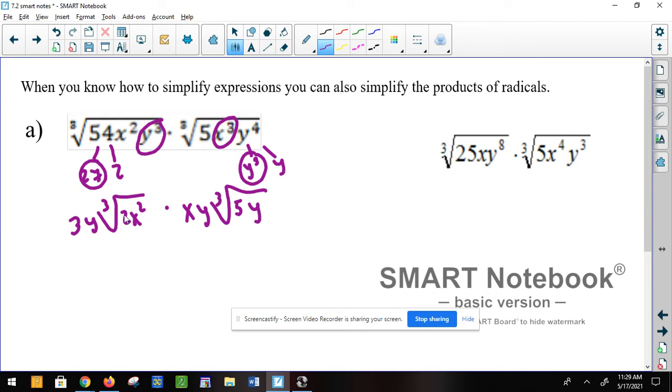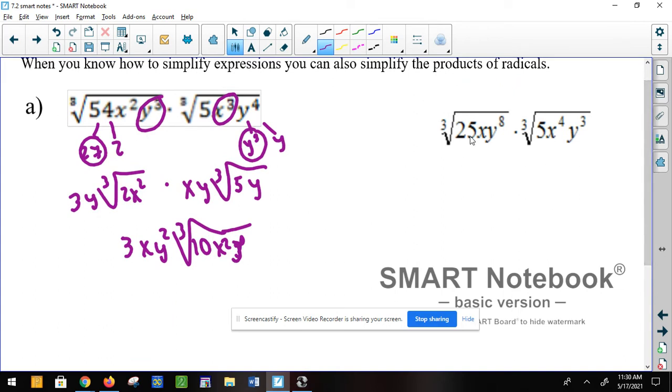Now when I multiply, you multiply the coefficients together, and then you multiply the radicands together. And again, you can only multiply the radicands if the indexes are the same. So 3y times xy is going to be 3xy squared. And then under the radical, you have 2x squared times 5y. So that'd be 10x squared y. There's nothing left to simplify, so at this point, we're done.